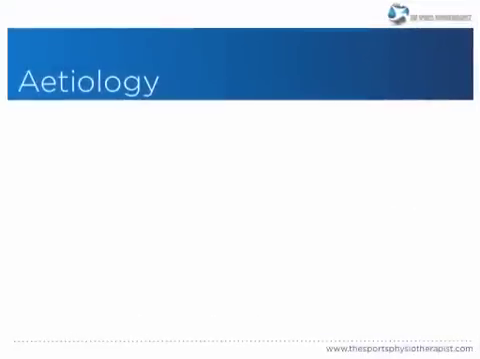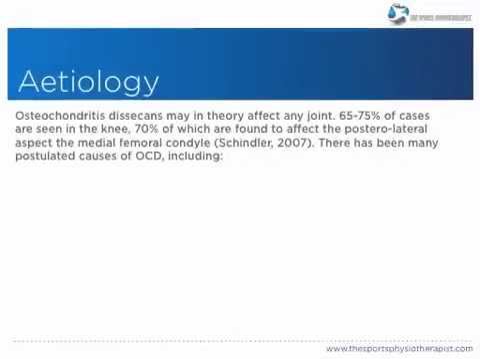Osteochondritis dissecans may in theory affect any joint. 65 to 75% of cases are seen in the knee, 75% of which are found to affect the posterolateral aspect of the medial femoral condyle.